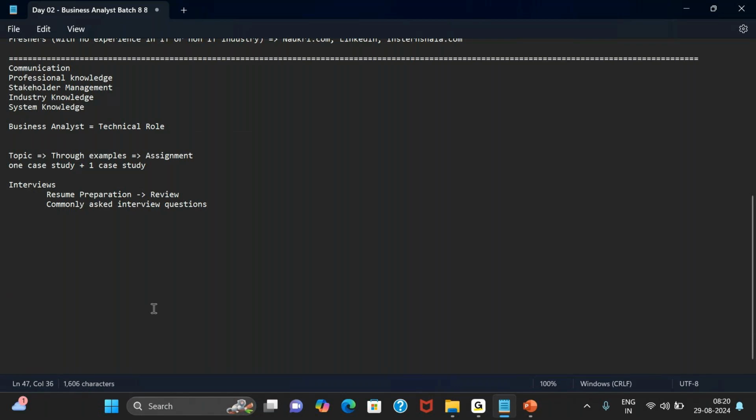So I have a list of interview questions, and usually what we do is once our resume part is over, we go through those interview questions. Usually I'll share it one day in advance with the students to go through and prepare for those questions, and during our regular classes, we will discuss the answers.